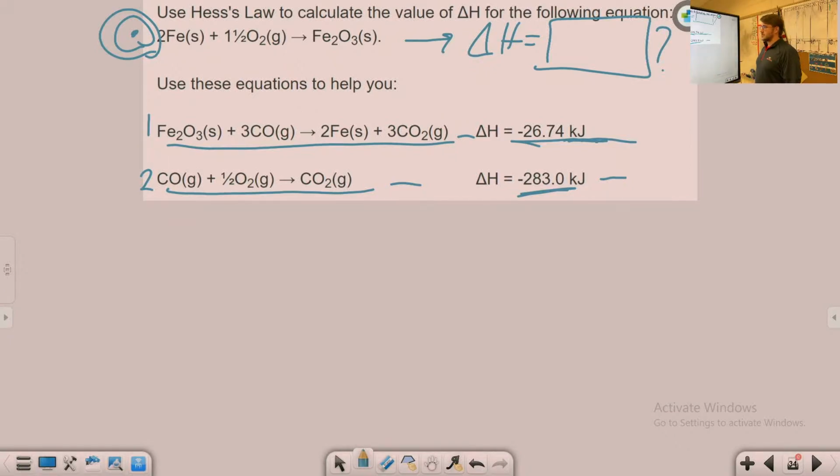Anyway, let's just get straight to it. So we have reaction 1, we have reaction 2. First thing, look at the target reaction.